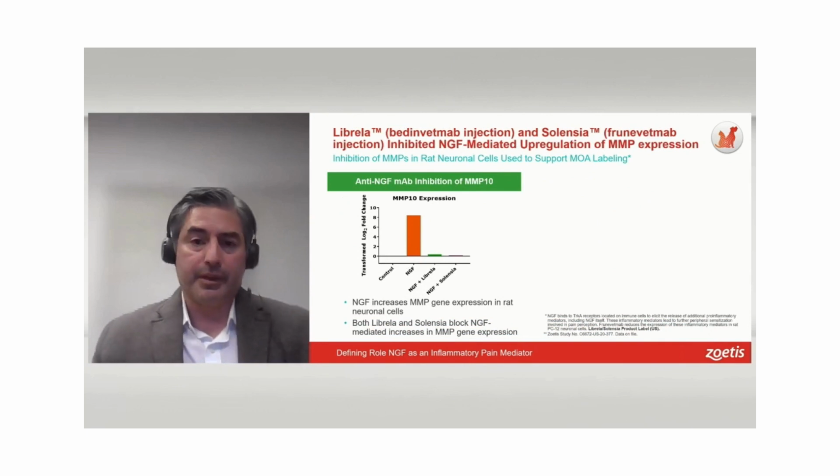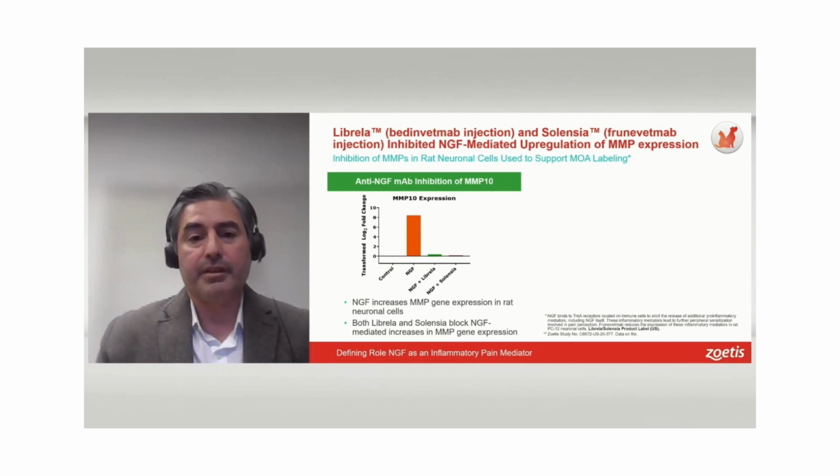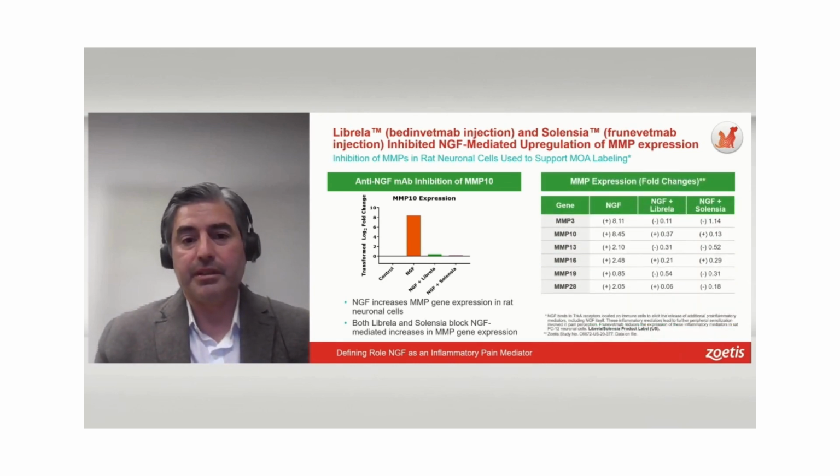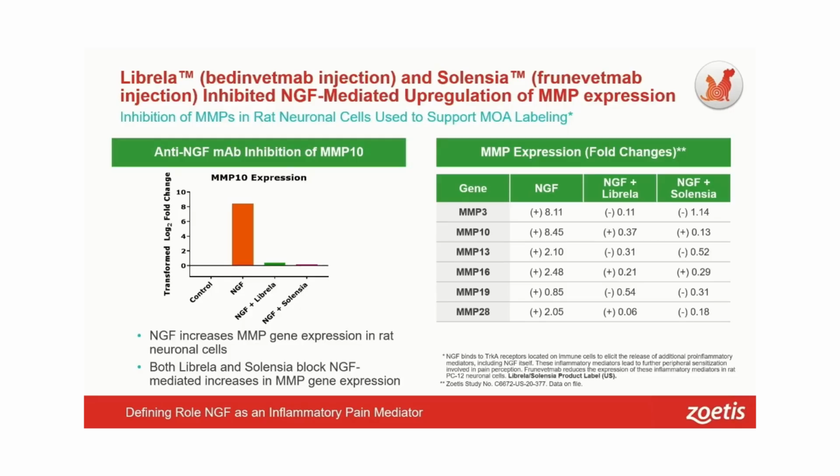Now, shifting a little bit to focus on one particular class of proteins, the matrix metalloproteinases, or MMPs for short. On the left-hand side, you can see a graph where we are measuring gene fold changes, and you can see that NGF in these cells upregulate, and that's in the orange, by almost 8-fold, or a little over 8-fold, gene expression change when you apply NGF. On the right-hand side of the graph, it's a little hard to see, but you can see that Librela and Solensia applied to the system inhibit those changes as well. So again, NGF upregulates MMPs, and our mAbs can block those changes.